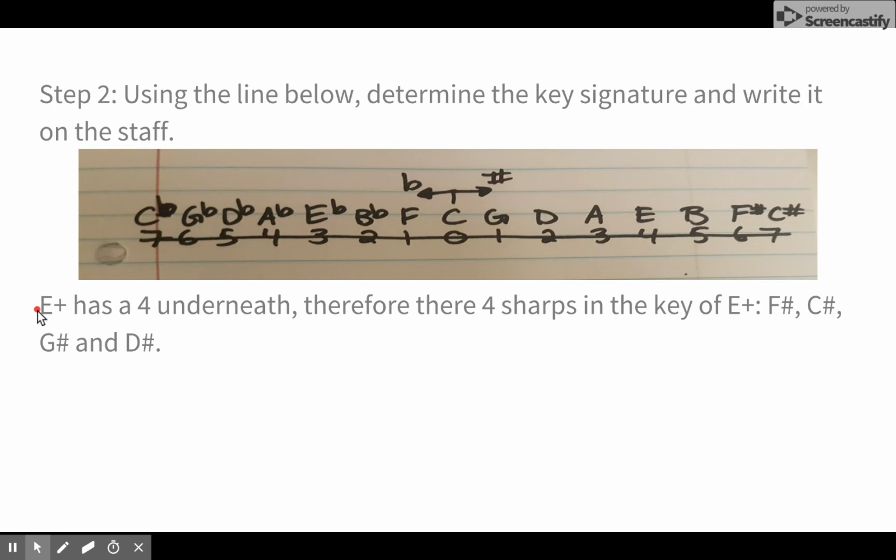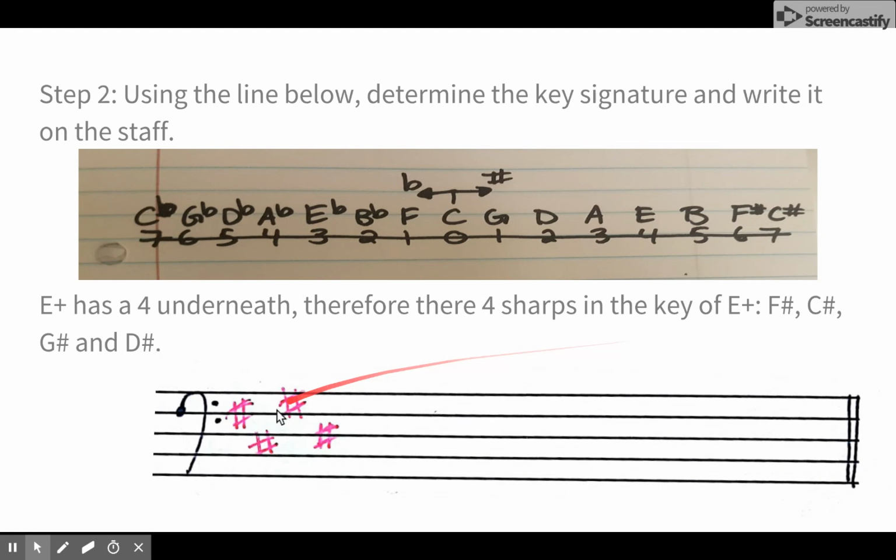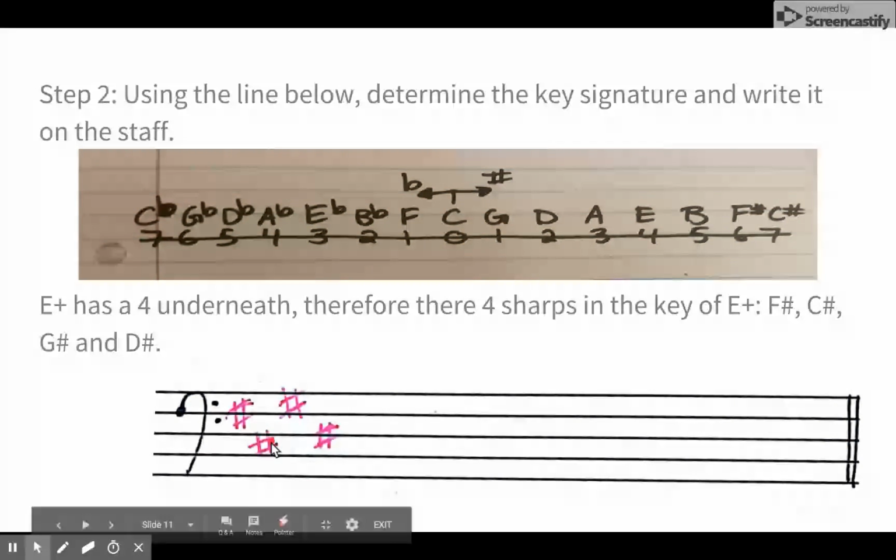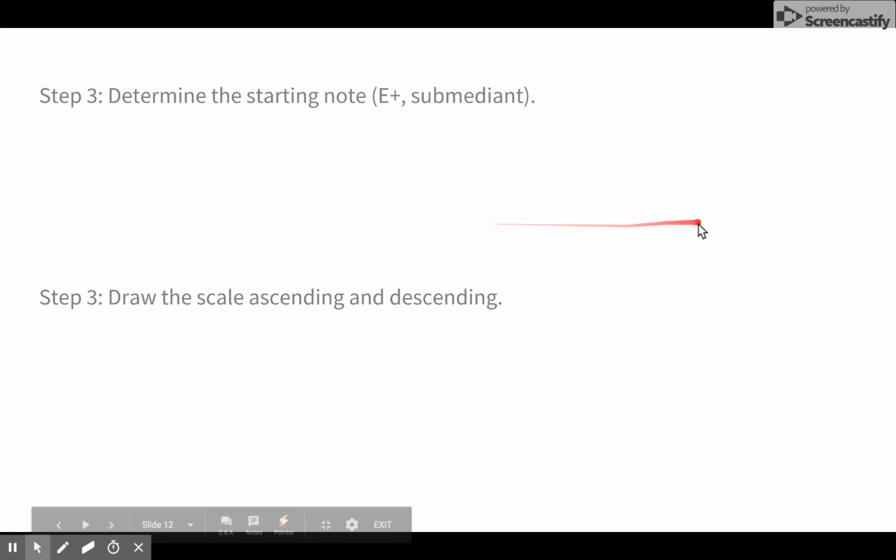So E major has a 4 underneath it. See, it's right here on the sharp side. So there are 4 sharps in the key of E major: F sharp, C sharp, G sharp, and D sharp. So I'm going to put those on the staff: F sharp, C sharp, G sharp, and D sharp. And make sure you're watching your clef and you know if you're in bass or treble clef.